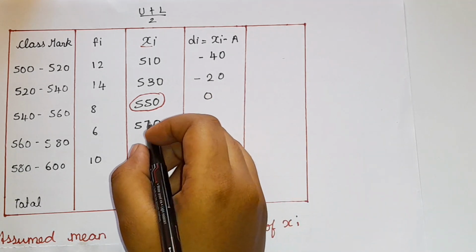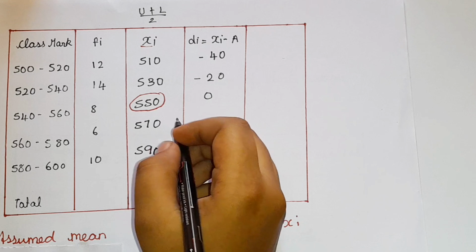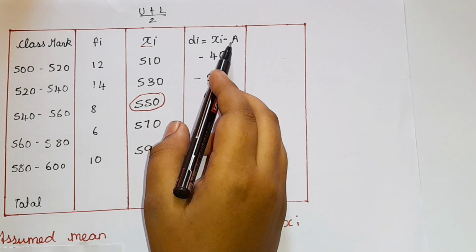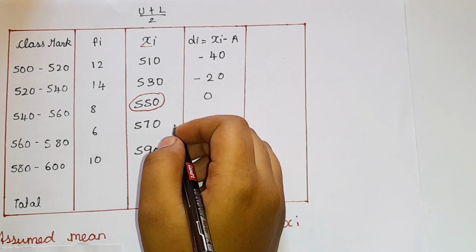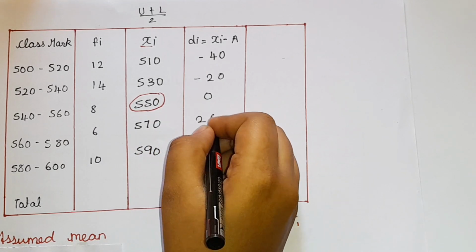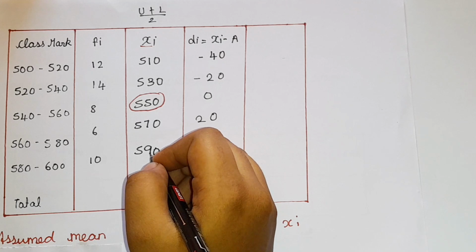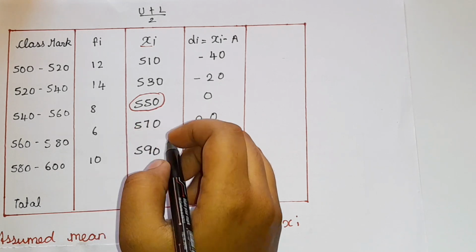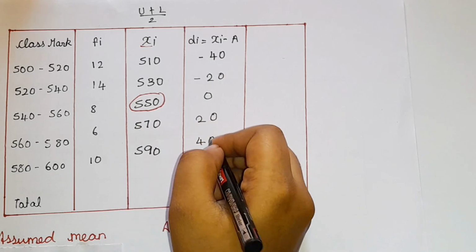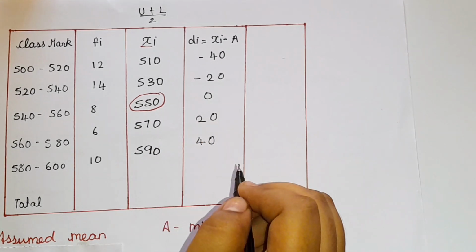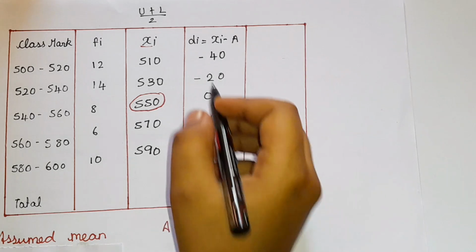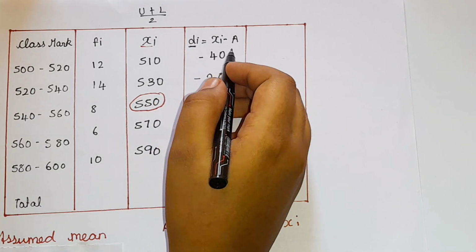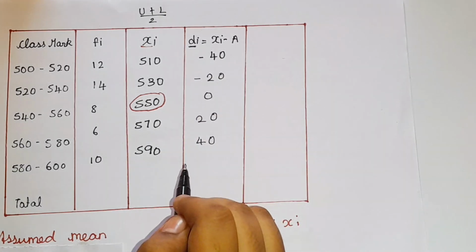When we subtract 550 minus 550, we will get 0. Then we have 570, so here xi is 570. 570 minus a, average is 550. When we subtract them, we will get 20. And 590 minus average, that is a, 590 minus 550 is 40. So now we finally got the di value. How did we find the di value? Xi minus a.